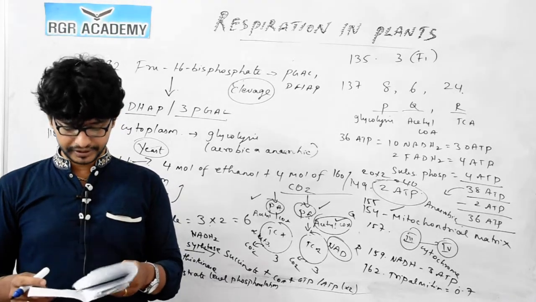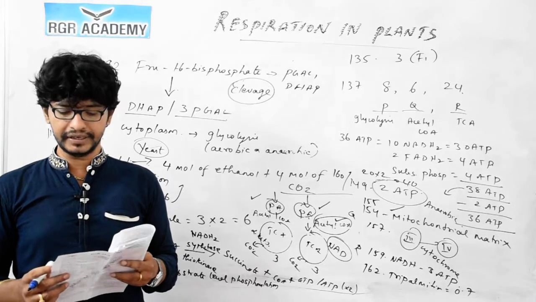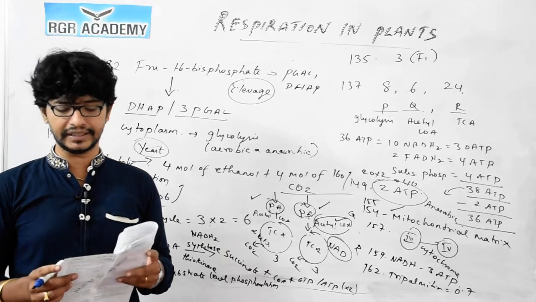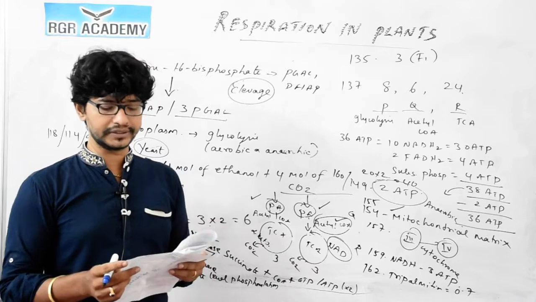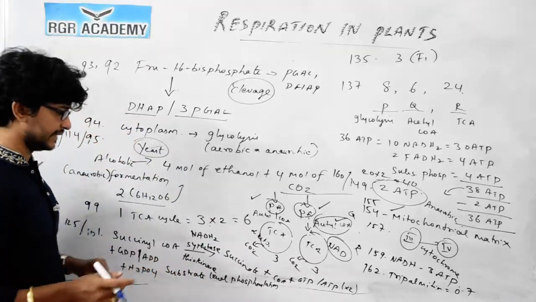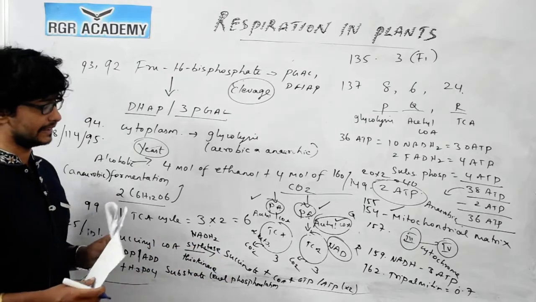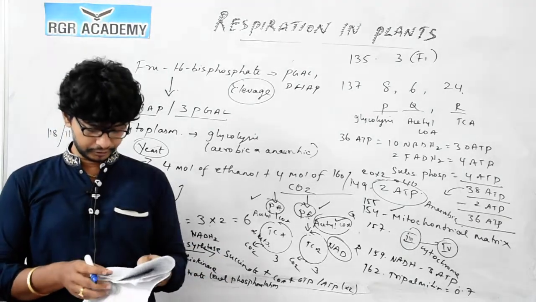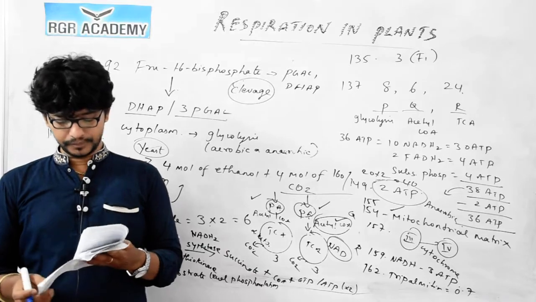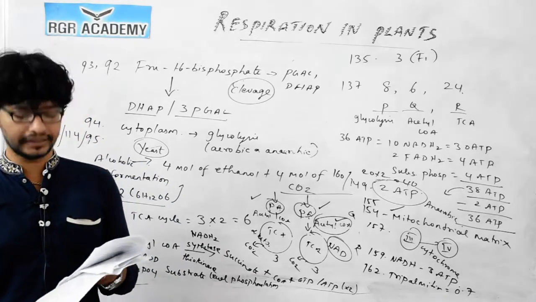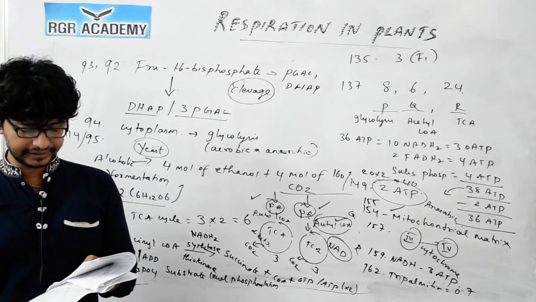Question number 172. FAD is an electron acceptor in the citric acid cycle during the oxidation of succinic acid. Succinic acid is converted to malic acid for question number 172 by means of the enzyme succinate dehydrogenase.